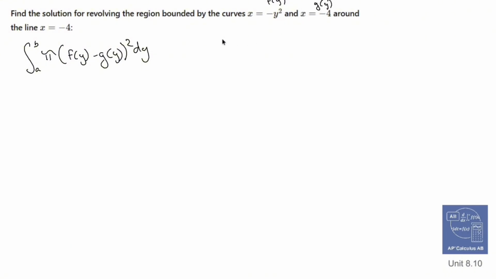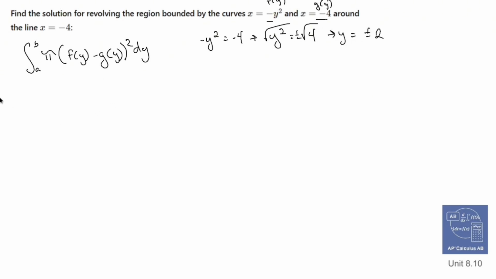Now, in order to find our limits of integration, what we need to do is set these equal to each other. So negative y squared equals negative 4. Common sense says, why don't we just multiply everything by negative 1, so you get that. Square root both sides, don't forget your plus or minus, and your limits are going to be positive or negative 2.